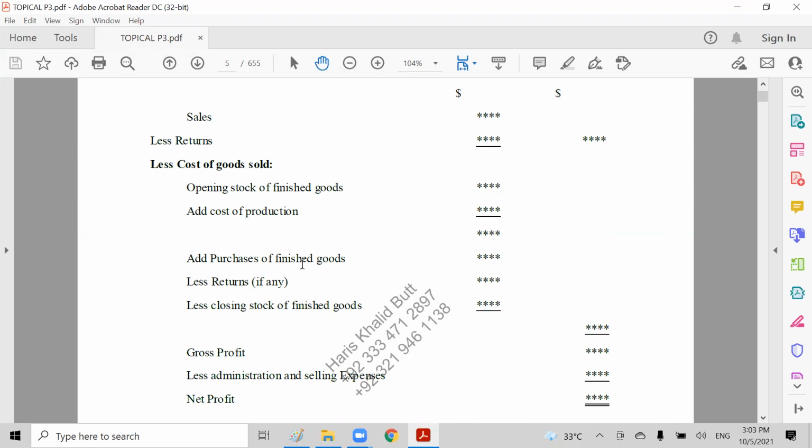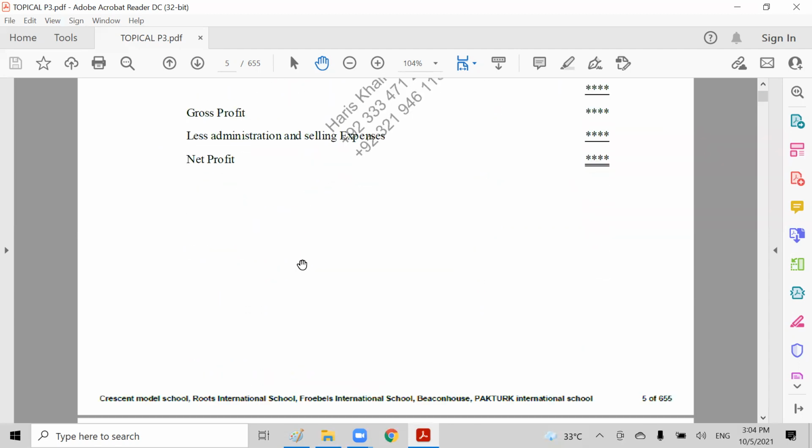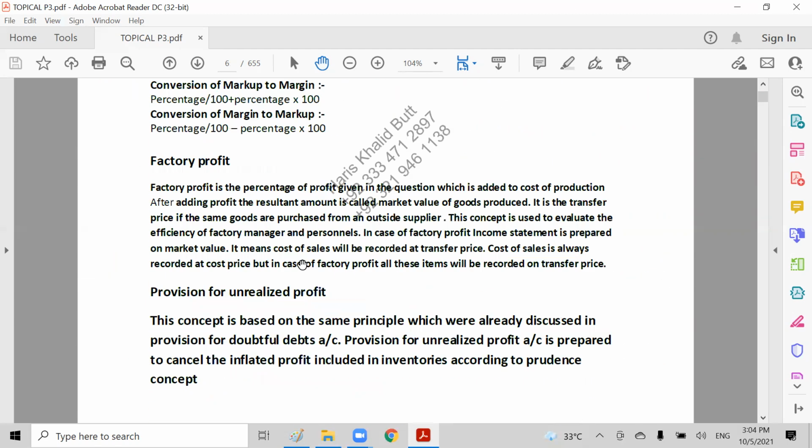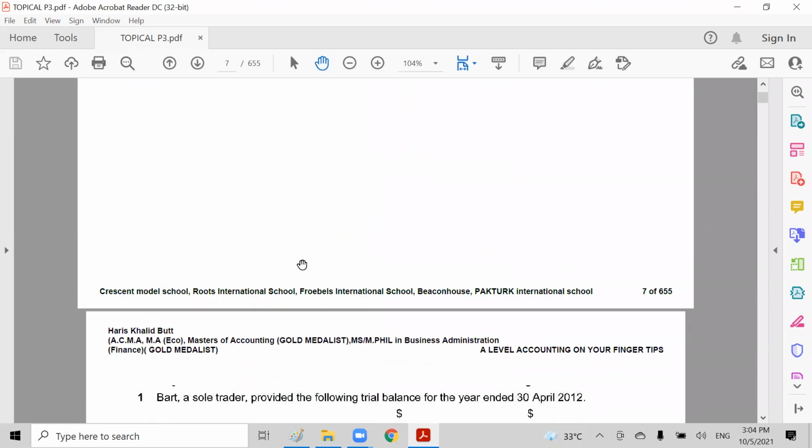But this purchase of finished goods will not be a part of the question every time. Sometimes it happens that we purchase goods from an outside supplier when we don't have the capacity to produce that much goods for which the order has been received. So फिर हम purchase of finished goods, we can buy finished goods from an outside supplier directly. So this is the format of manufacturing, and this is the format of income statement. You need to memorize this format, and then we can start the question from next onwards.